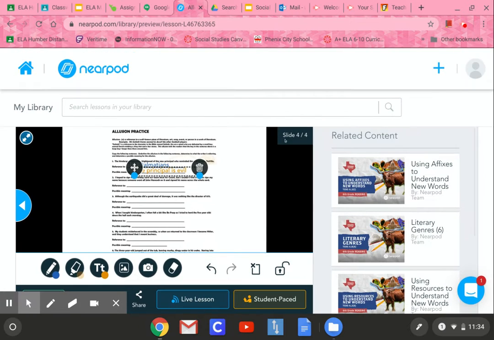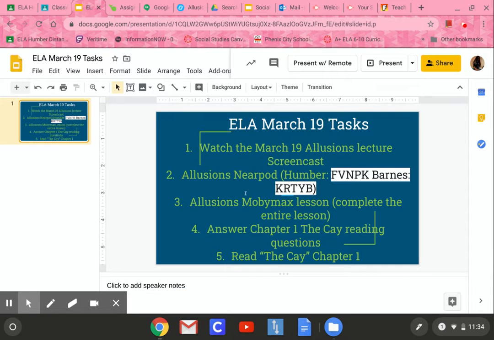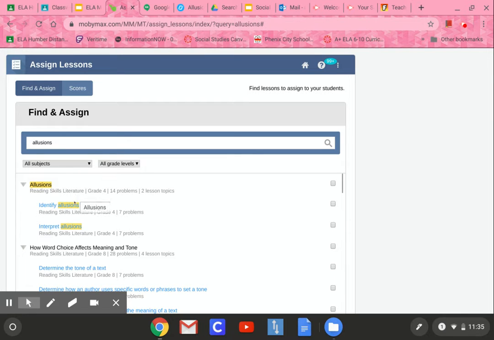So that's your Nearpod. Remember, it's done when it says thank you. So let's go back to our slides to see what we're supposed to be doing. After your Illusions Nearpod, you're going to log into Moby Max and complete the Illusions lesson. I will say this, the Illusions lesson is very, very simple. These two lessons will be located in the Assignments tab, just like we've been doing all year, okay?